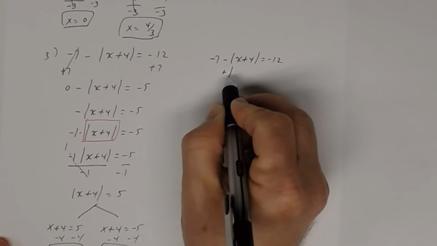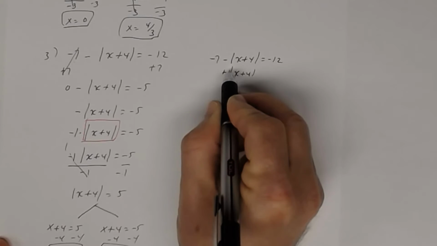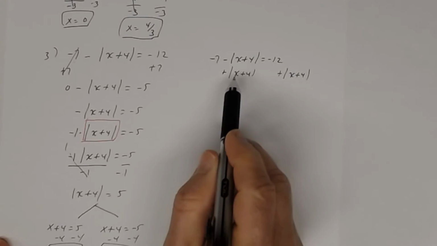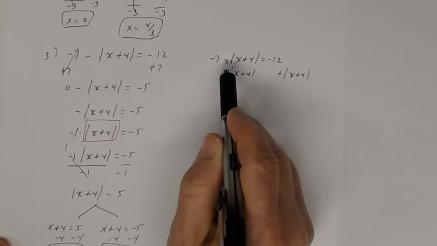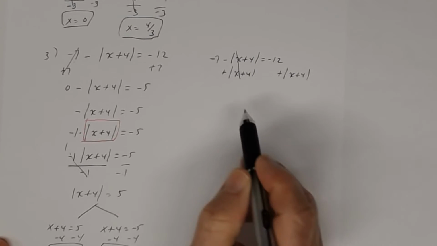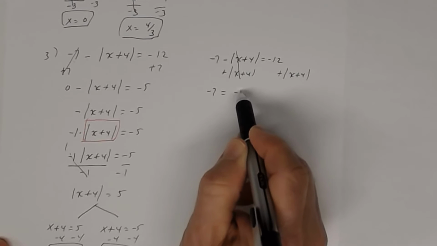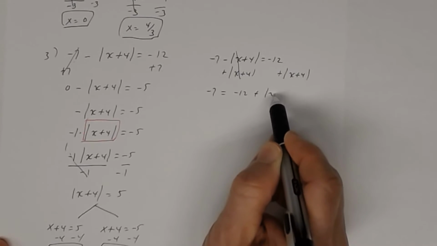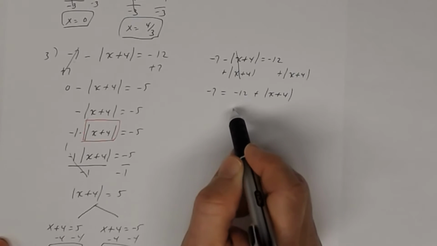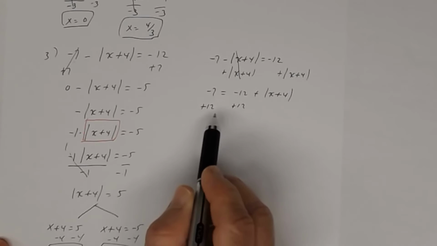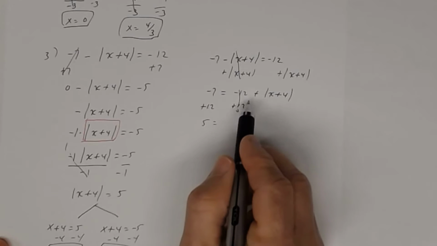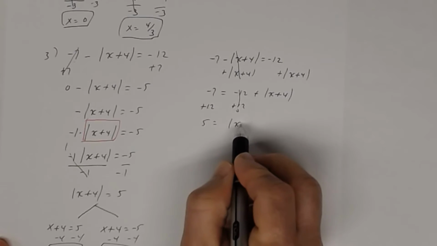So you're going to add the absolute value of x plus 4. Right now you're subtracting, so you're going to add, but you've got to do it to both sides, right? Just like this. When you combine like terms, the negative absolute value of x plus 4 and a positive absolute value of x plus 4 is 0. So I get negative 7 equals negative 12 plus absolute value of x plus 4. Now bringing this negative 12 to the other side, I add 12 to both sides. I get negative 7 plus 12 is 5 equals, this is 0, and 0 plus the absolute value of x plus 4 is absolute value of x plus 4.